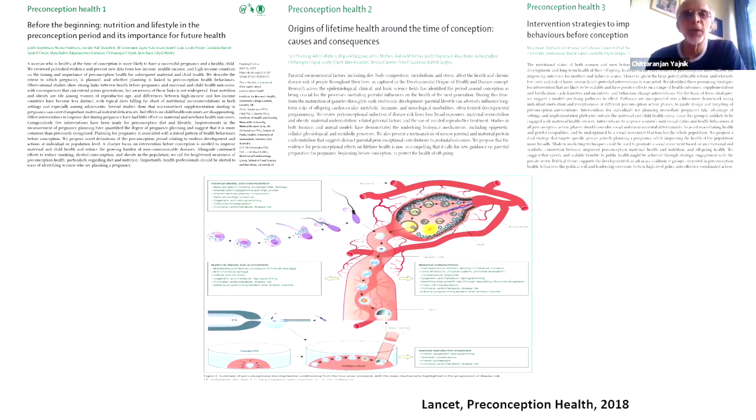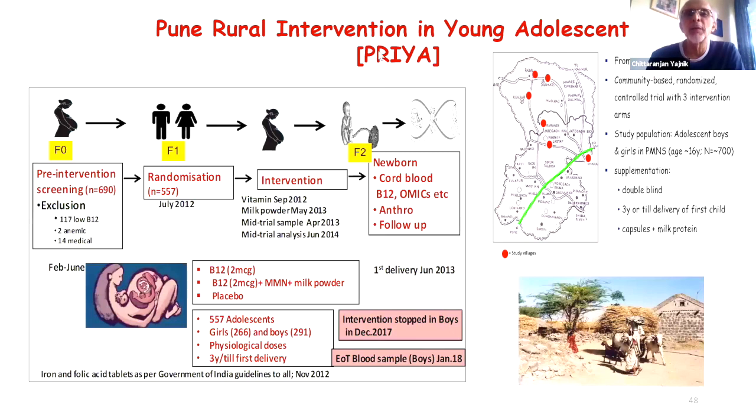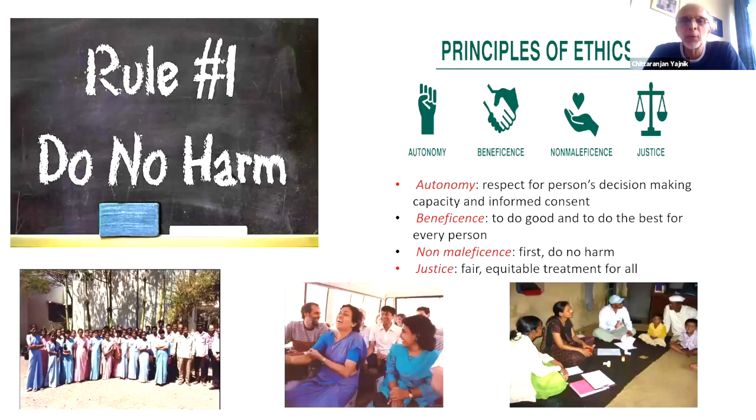So we have done this trial. I'm not going to go into details. It's called Pune Rural Intervention in Young Adolescents. It's called PRIYA. And this happens in the F1 generation in our cohort. We intervene both in boys and girls with either vitamin B12 alone, B12 with multi-micronutrients and milk powder to improve protein intake, or a placebo. And we have now stopped the intervention just before COVID struck. And we are now analyzing the results. We are not going to be able to discuss that today.